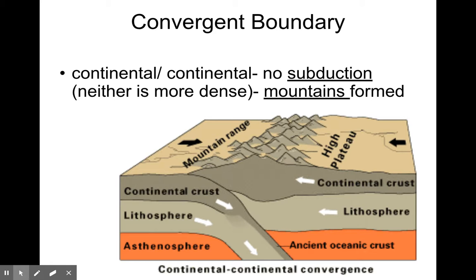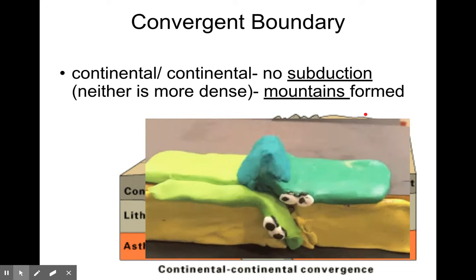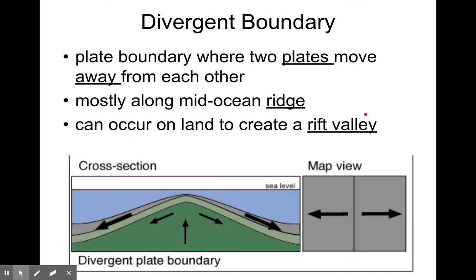It might fold a little bit, but when that folding is happening, that's not subduction. This is when mountains are formed. This is how the Himalayan Mountains above India formed. When those two continental crusts collided, it formed a mountain range. That's the only thing that happens here. You need to understand, though, that there's no subduction and there are mountains forming. There's a little gif of that happening.